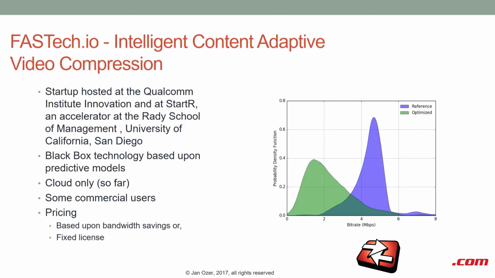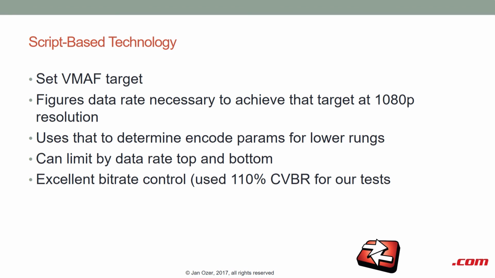And the last technology is Fastech IO. Again, they are here at the show. It's a script-based technology. You set a VMAF target. It figures out the data rate necessary to achieve that target at 1080p. Then it uses that calculation to compute the encoding parameters for all rungs below that on the encoding ladder. It is a 7-rung in, 7-rung out system currently. It does not change the resolution currently. And one of the things I observed is it's really got excellent bitrate control.